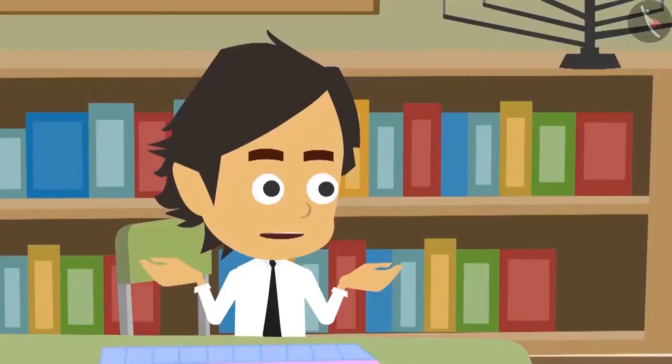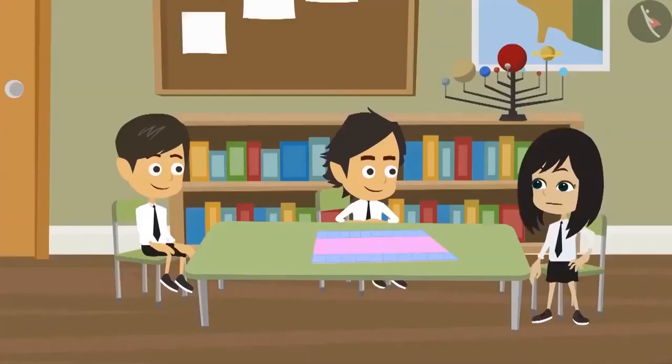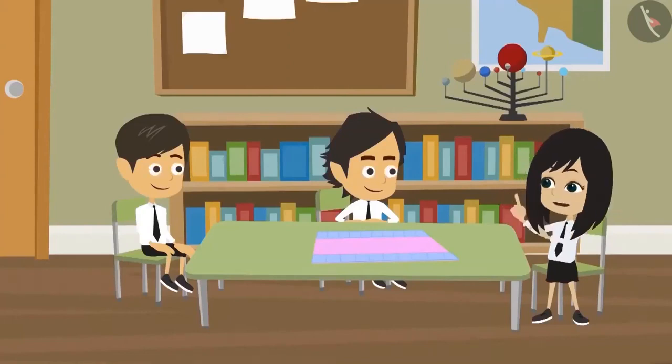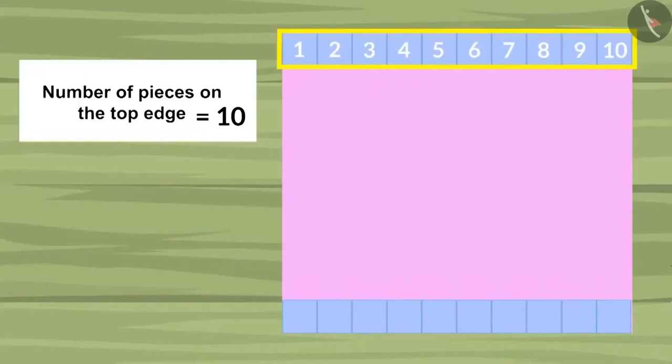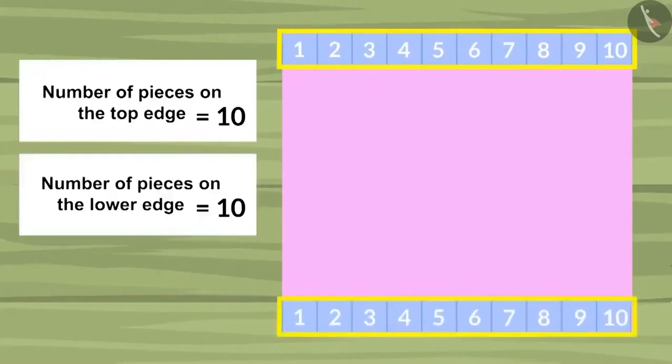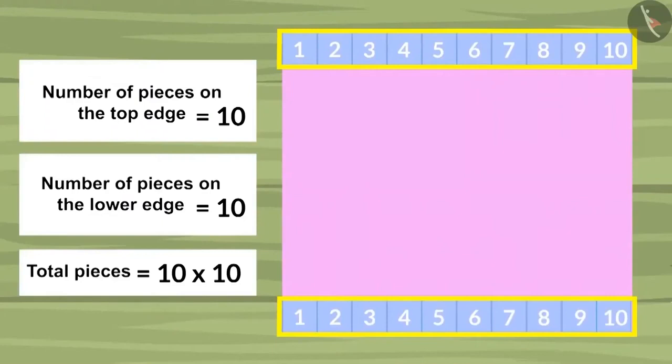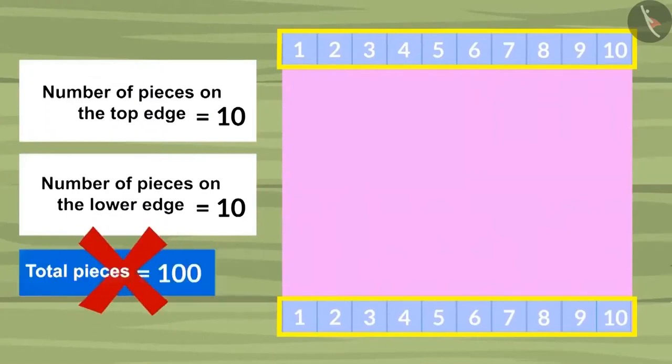Hey, Ayushman, placing the pieces like this won't give you the exact measurement. They have to be placed on the top and side edges. What difference does that make? See, when you have to measure a shape with fewer pieces, then we multiply the number of pieces placed on two sides. Yes, there are pieces placed on two sides. Now we can multiply them. There are 10 pieces placed on the top edge and there are 10 pieces placed on the lower edge. When we multiply them, we get the answer 100. This answer is incorrect. To find out the correct answer, we have to place the pieces on the top and on the side.